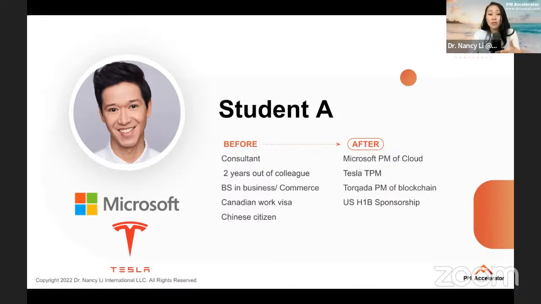He felt the biggest value of PM Accelerator is actually the community. So he leveraged community resources, people who had already landed a job offer at Microsoft, to help him continue his FAANG journey. Eventually, I'm very happy: not only did he land job offers at a FAANG company and Tesla, those famous companies, he also got US H1B sponsorship. So I'm very, very proud.